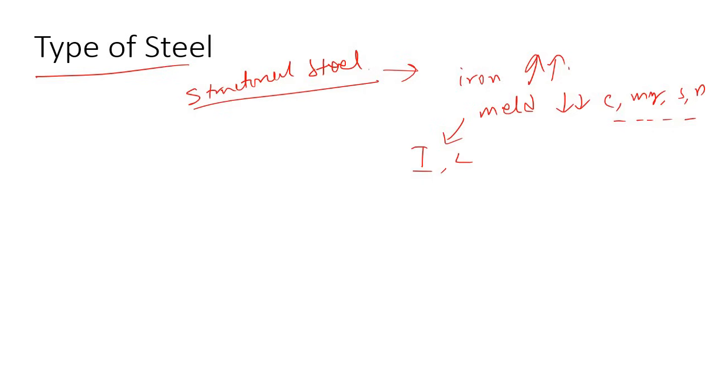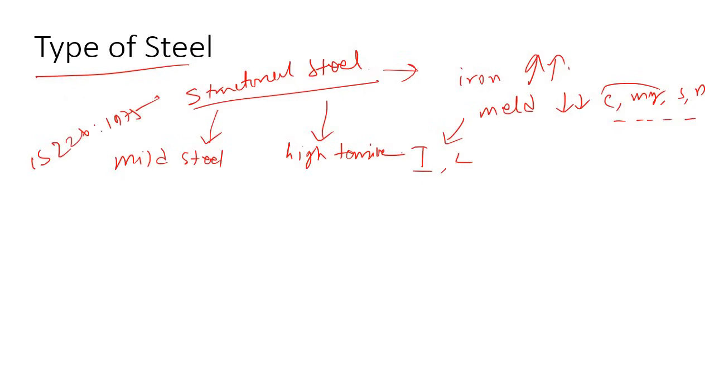Based on the addition of these elements, you get basically two types of structural steel. First one is, yes, you are right, mild steel, and second one is, yes, high tensile steel, right? Mild steel is governed by our code, that is IS 226 1975, and high tensile steel is governed by our code, that is IS 961 and the same 1975, right?